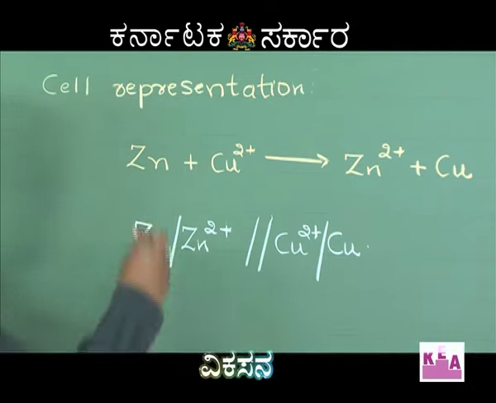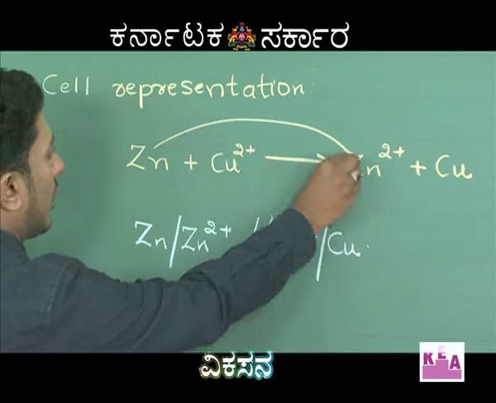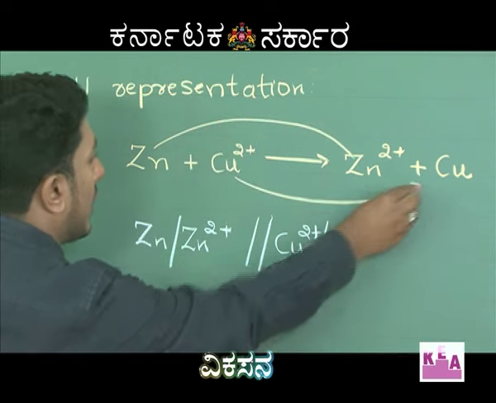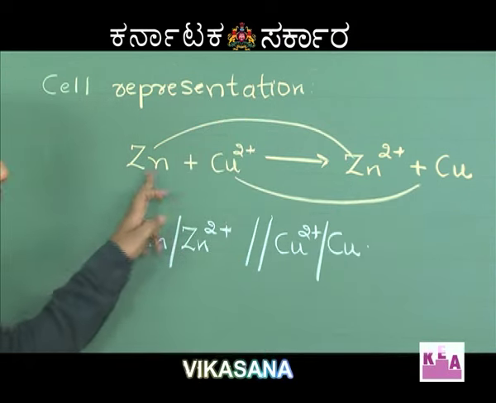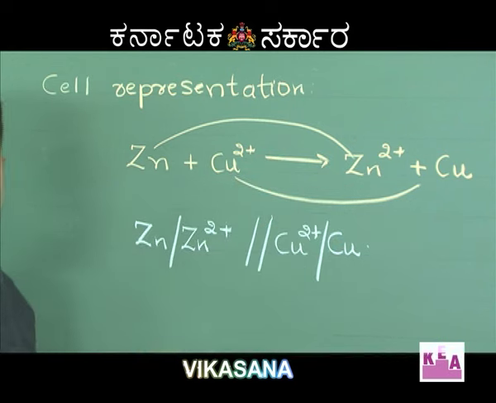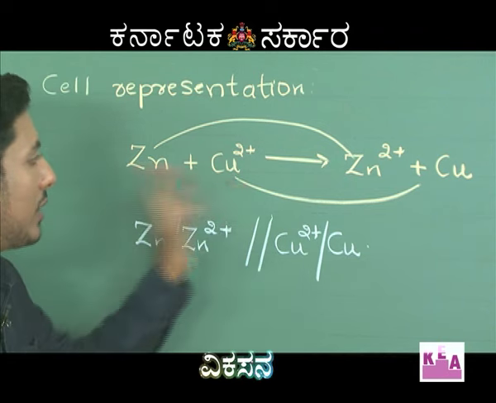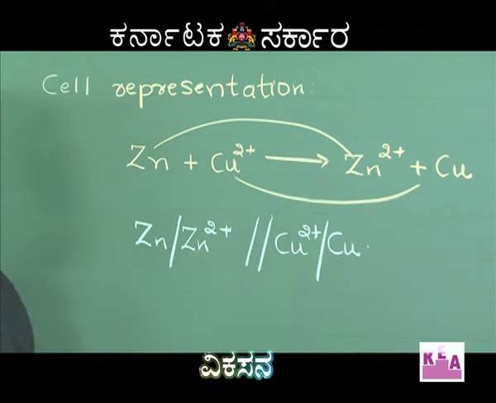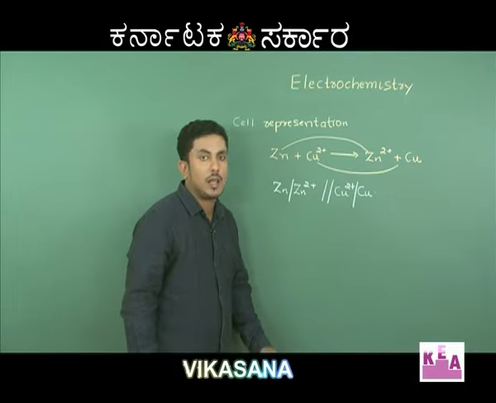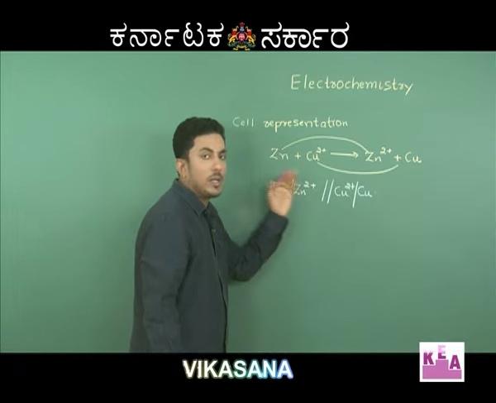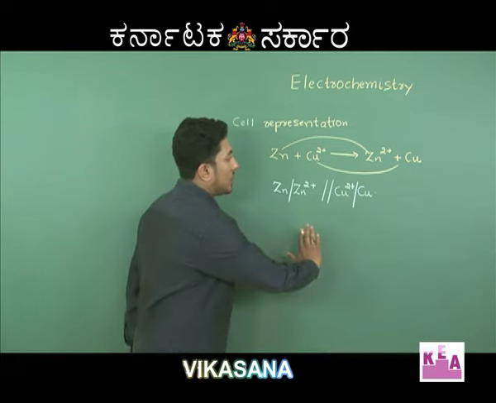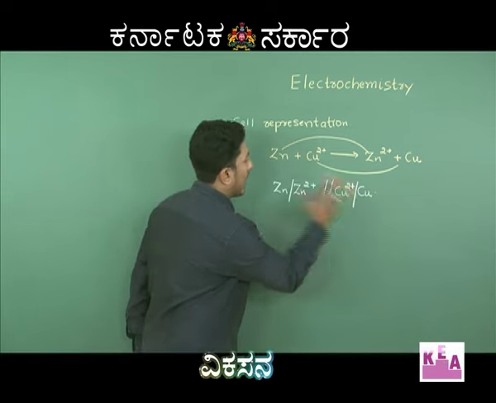In a Daniell cell, zinc loses electron and copper gains electron. Hence, at zinc, oxidation takes place. Hence, zinc is an anode or a negative electrode. Copper gains electron. Hence, copper is cathode or a positive electrode. While representing a cell, negative electrode or anode is written on the left hand side and positive electrode or cathode is written on the right hand side.